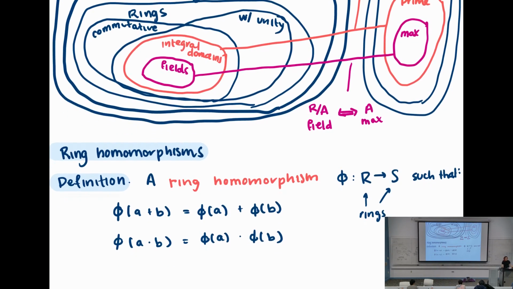Okay, I'm going to stop there and we'll do examples starting on Monday, and then we'll get a bunch of properties of homomorphisms and some theorems too.